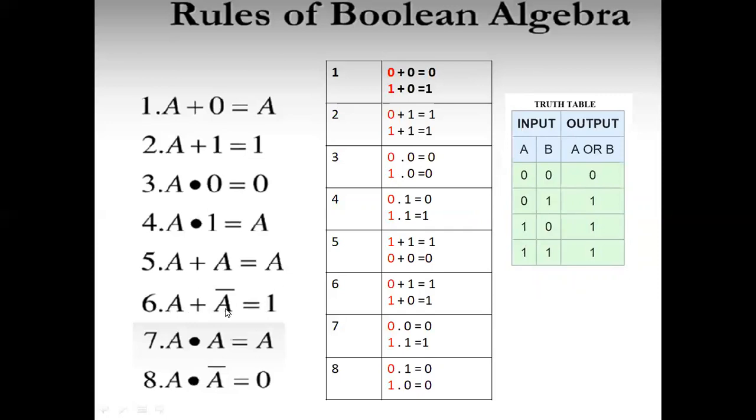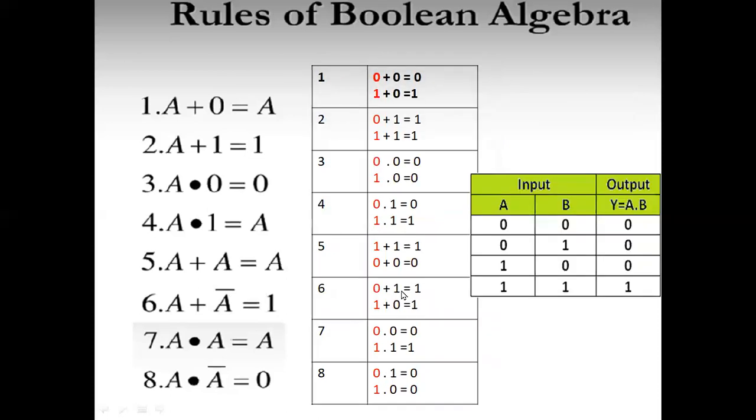Next one is A plus its complement. A plus its complement, that is 1 OR with 0, 0 OR with 1. In both the cases, the answer is equal to 1. So A plus A complement is equal to 1.